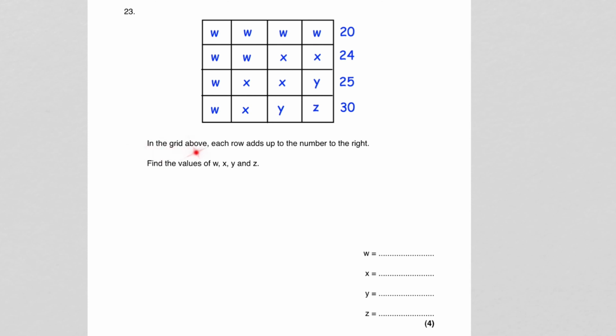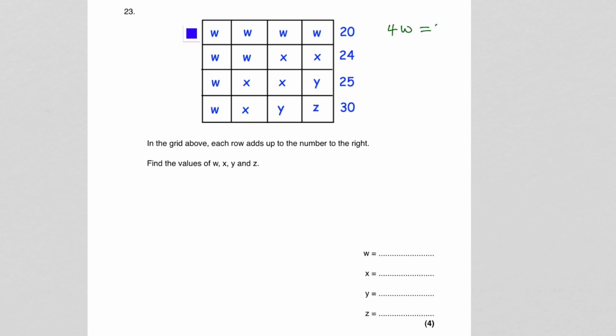In the grid above, each row adds up to the number to the right. So if we add all these, we get that. Find the value of w, x, y, and z. So the best thing is to add up the numbers in the boxes and equal to the numbers to the right.